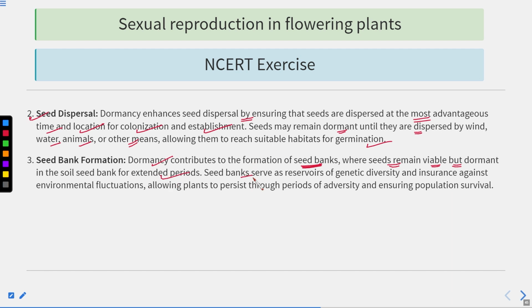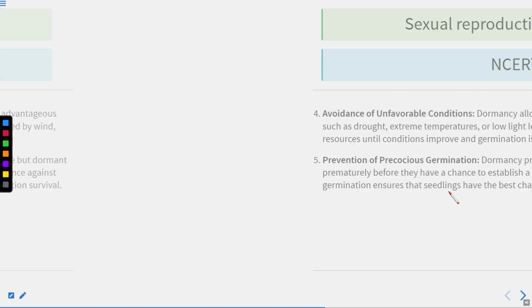Clear? Now seed banks serve as a reservoir of genetic diversity. So seed banks are very important. What is the importance? They are the reservoir of genetic diversity. So the seeds of a lot of plant species are stored in the seed banks. And this is also an insurance against environmental fluctuations, allowing plants to persist through periods of adversity and ensuring population survival. So these seeds can be used later on to ensure the population survival. Clear? So this dormancy is so important, you can see here.